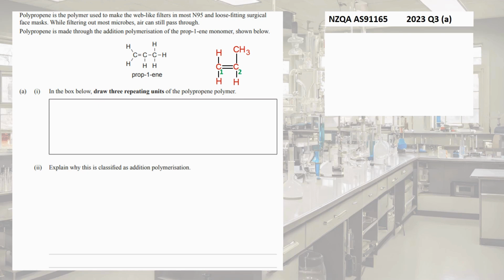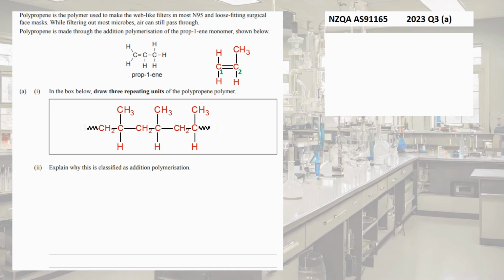So we take away the double bond, and then we form a new bond between this and the next iteration of this molecule, right? So this is what we form. And remember, put the squiggly lines on the left and the right to denote that it goes on for lots and lots of repeating units. And this is our polymer.